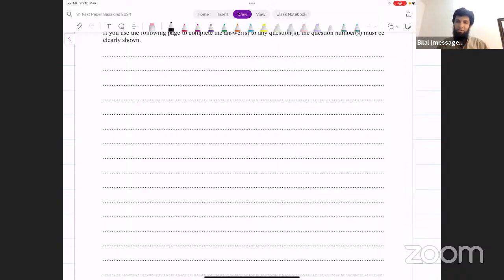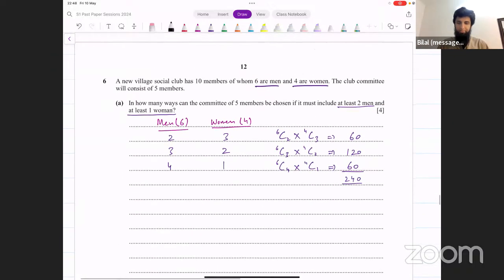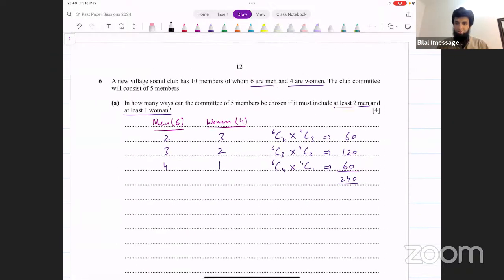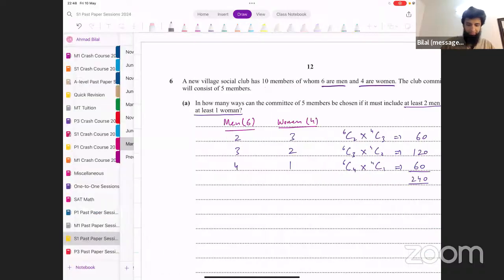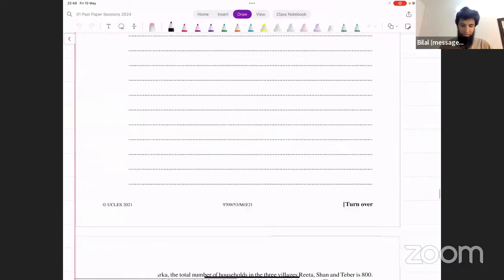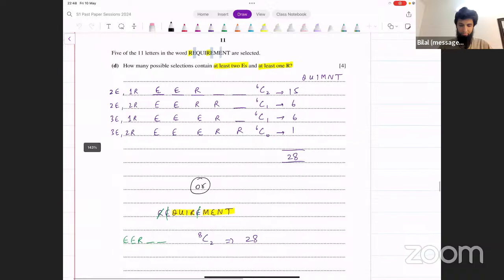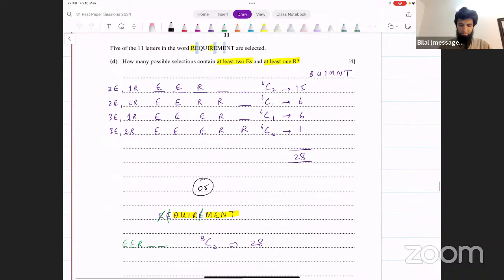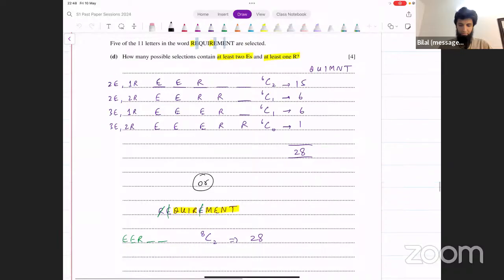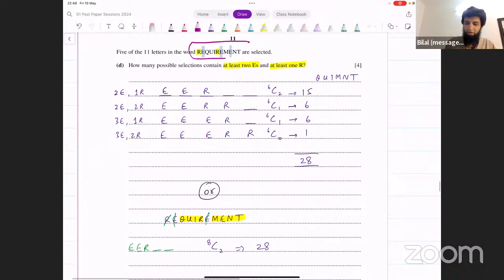Okay, selection in this paper, question number 6, part A. And June 21, paper 5.3, question number 6, part D. The difference is, here we're talking about letters. We're talking about letters here.